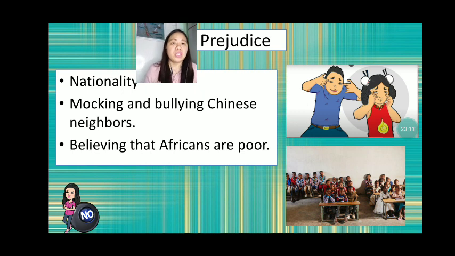Mocking and bullying Chinese neighbors, as what you see there. May Chinese na bata, no? Ginagawa ng kalaro niya, di ba? Parang ginagaya yung pagkasingkit ng mata niya. Then that's prejudice. Believing that Africans are poor. Whenever you see Africans, isip mo talaga mahirap silang lahat. No, you never know. There are also some Africans who are rich and businessmen.